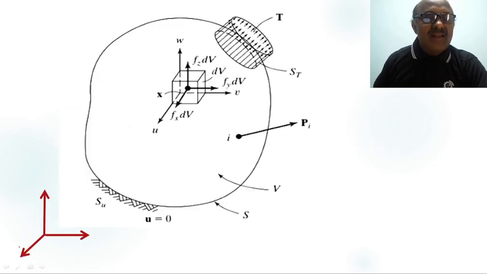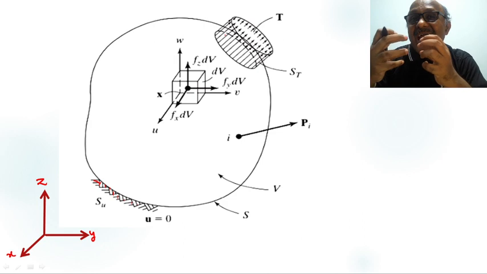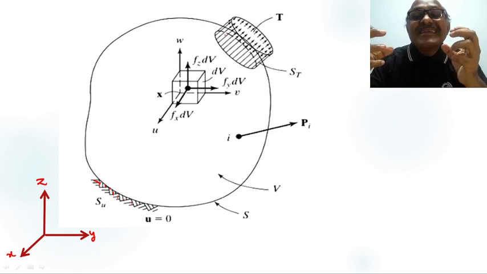Now, consider there is a coordinate axis, here it is x, y, z. There is a three-dimensional object here. All of you see, there is a three-dimensional object. A part of the boundary is fixed here. The other part of the boundary is subjected to traction force, my dear students.